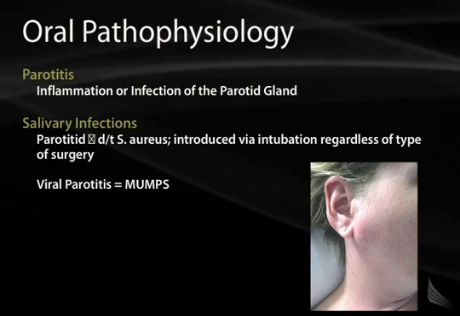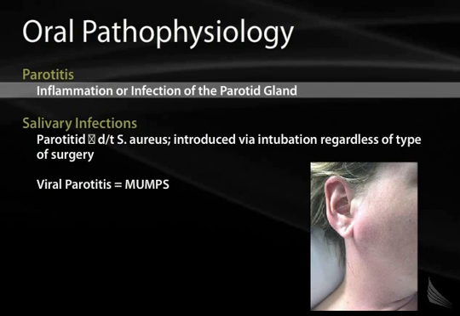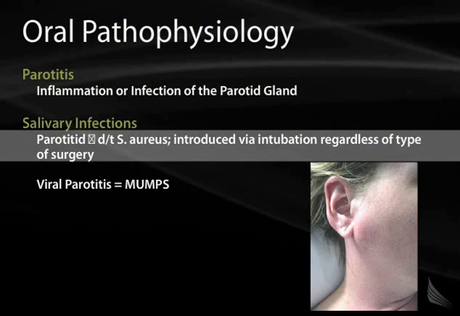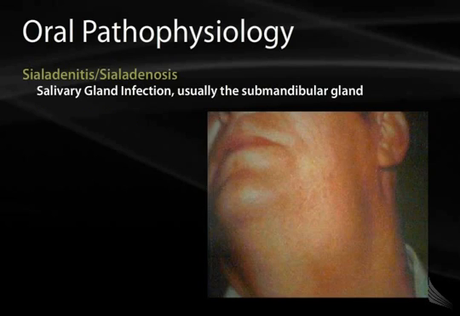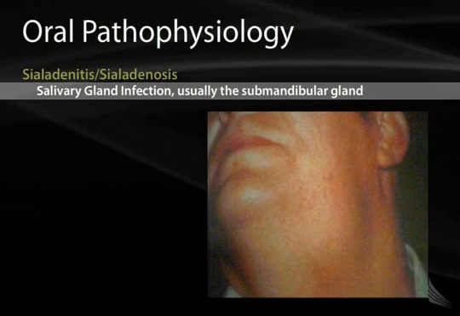Inflammation or infections of the salivary glands also occur. Parotitis represents inflammation or infection of the parotid gland. The most common organism associated with this is Staph aureus, and is often introduced by intubation, regardless of the type of surgery. Viral parotitis also occurs and is usually associated with mumps. Sialadenitis is infection of the salivary gland and usually involves the submandibular gland. This may often be due to a retained stone in the salivary gland, which prevents emptying of salivary contents.